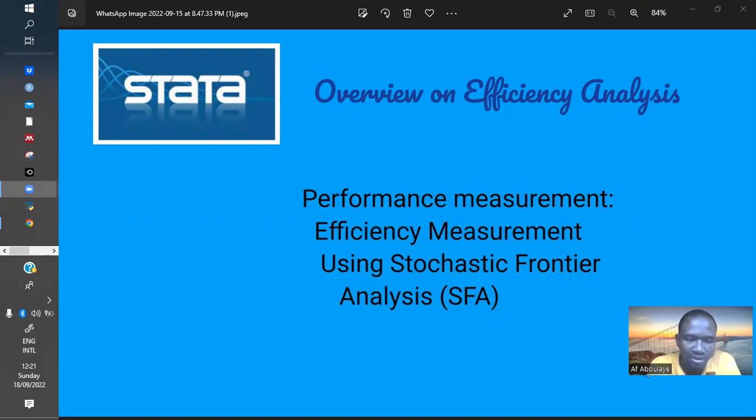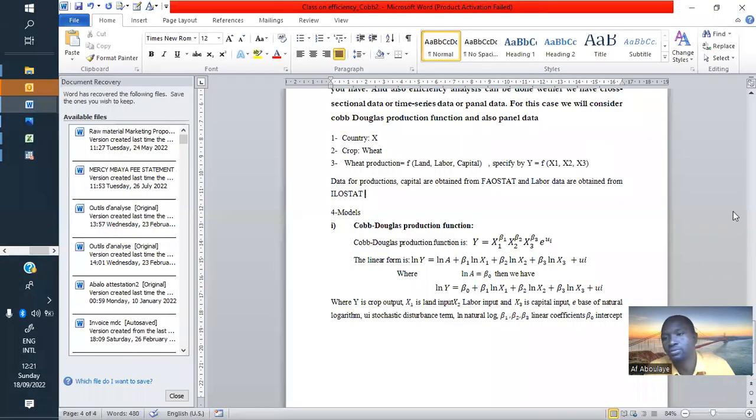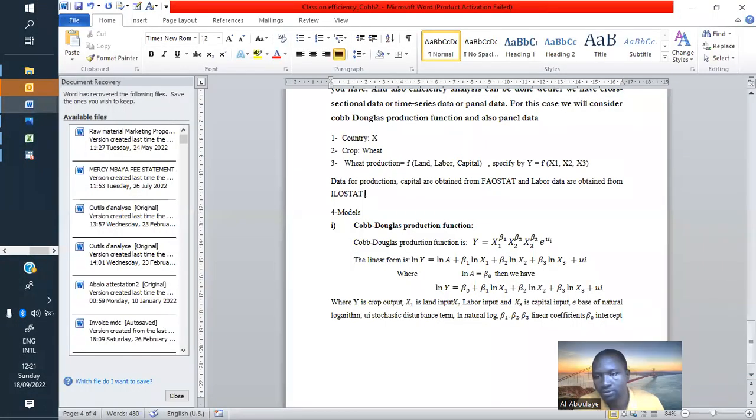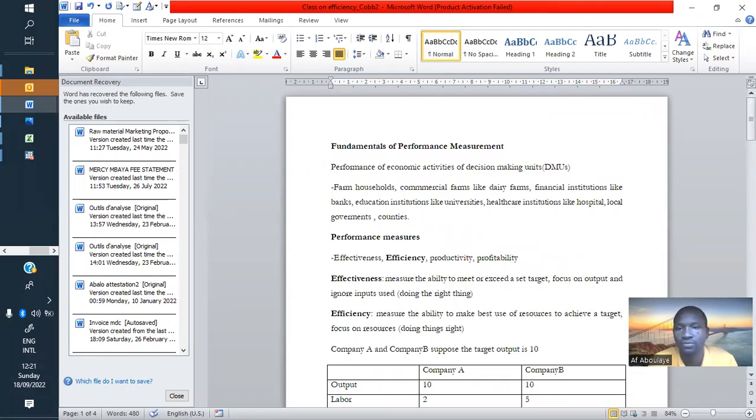Okay. We are just talking about performance measurement, and we have many ways to measure performance, but in this case we'll be talking about technical efficiency, for example. And now let us have an overview of those terms: performance, technical efficiency, and so on. Here, for example, we are just measuring performance of decision-making units. It can be a farm, household, commercial farm, bank, or institution like a university, whatever.